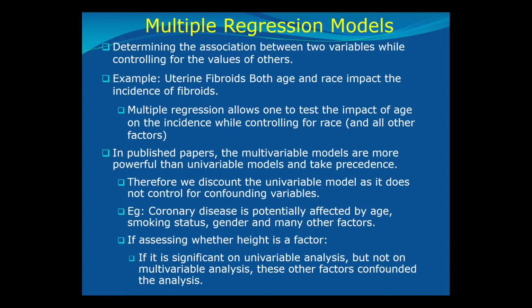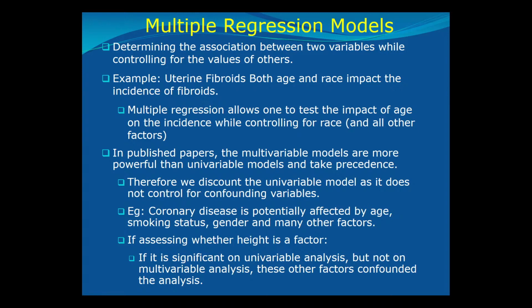Examples are uterine fibroids, both age and race impact the incidence of fibroids. Multiple regression allows one to test the impact of age on the incidence while controlling for race and all other factors. In published papers, the multivariable models are more powerful than univariable models and take precedence. Therefore, we discount the univariable model as it does not control for confounding variables.